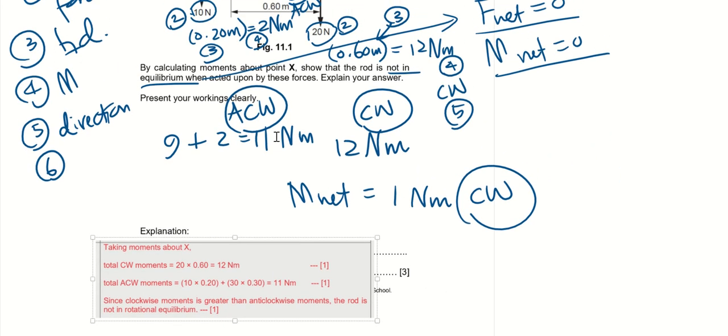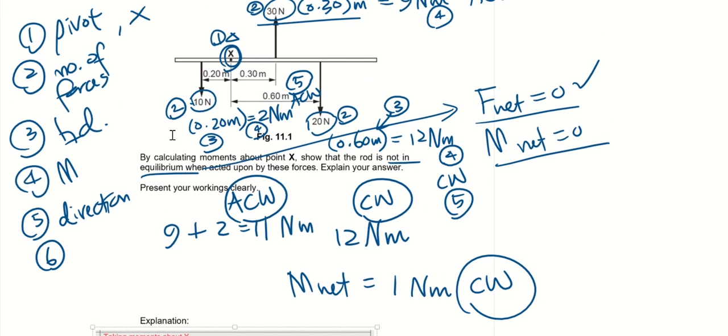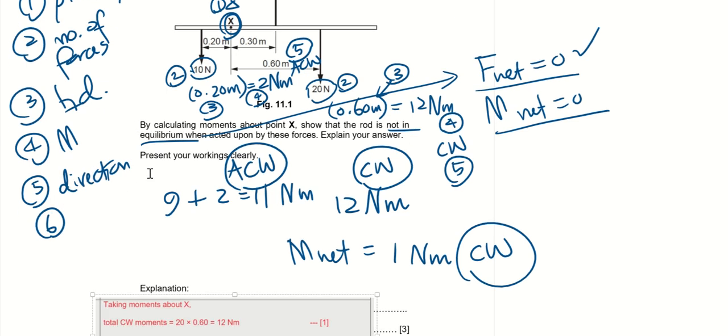It's best that you follow these 6 steps. Always identify where's the pivot, the number of forces, then the perpendicular distance of each force to the pivot. Calculate the moment one by one. So if I have 3 forces, I'm going to have 3 moments. Then determine the direction of the moment, and if they are in equilibrium, then sum of clockwise moment equals sum of anti-clockwise moment.